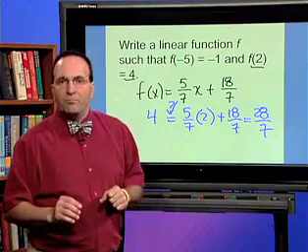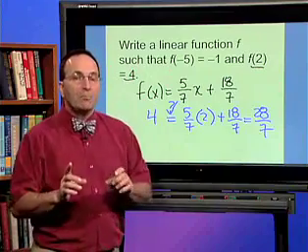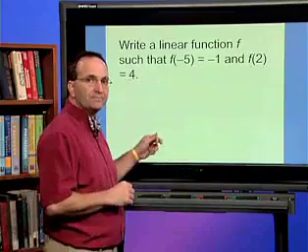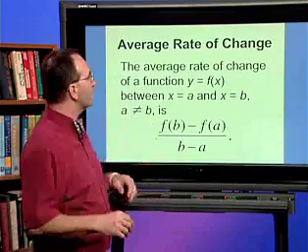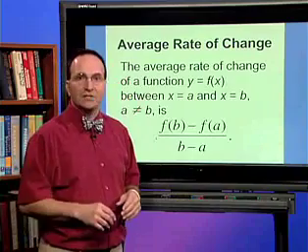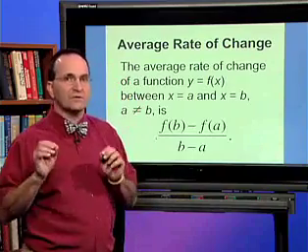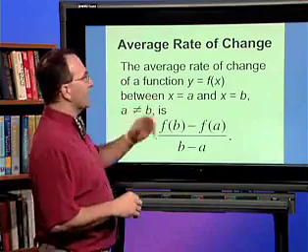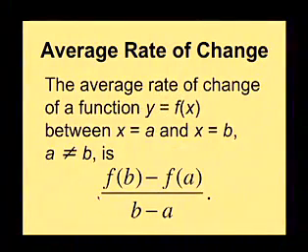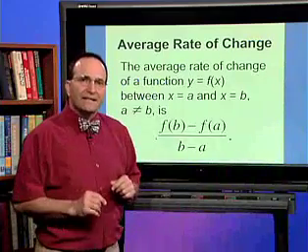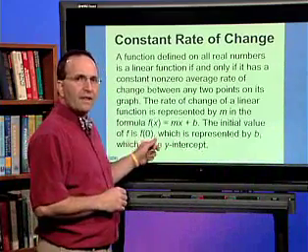Now, let's take a look back at rate of change, but using the function notation. So we have average rate of change. The average rate of change of a function y equals f of x between x equals a and x equals b, where a does not equal b, is given by f of b minus f of a over b minus a. Let's relate this to linear functions.